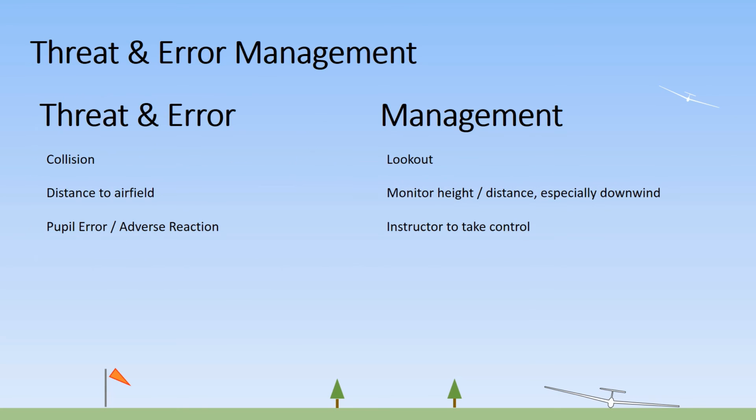There are no specific threats or errors to be concerned about in this exercise. However, the usual issues of collision, distance to the airfield, and pupil error or adverse reaction should be considered. These can be managed in turn by maintaining a good lookout, monitoring the distance and height from the airfield, especially when you're downwind, and the instructor taking control if the pupil makes any mistakes.